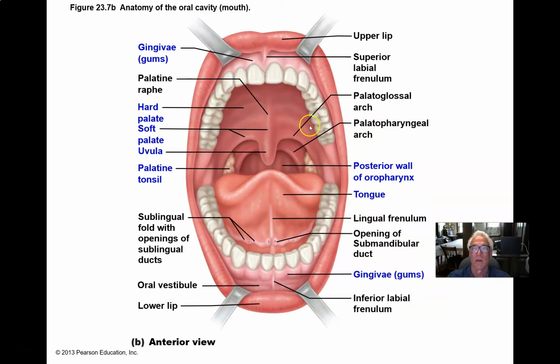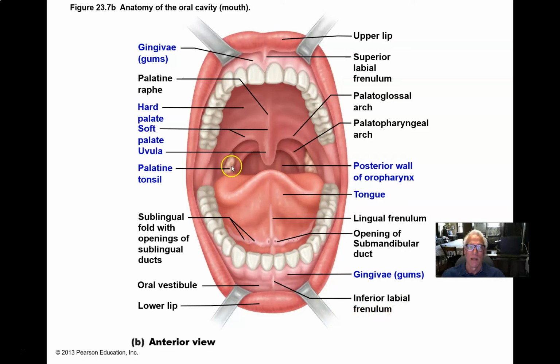Here's another anatomical diagram showing the oral cavity from a different point of view, and we can see again the teeth. The gums, a very unique specialized type of tissue that wraps around the surface of the maxilla and mandible. And the gums are properly called gingiva. So we'll talk more about that.